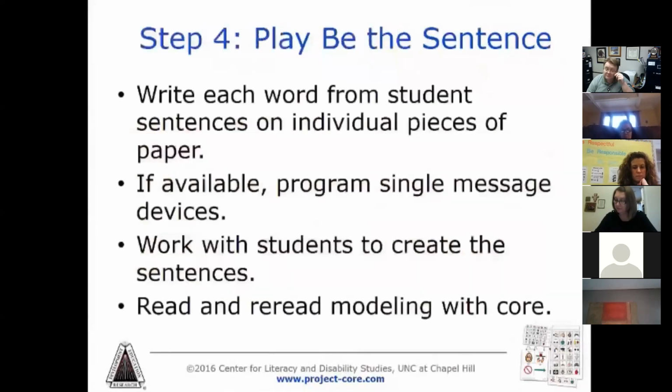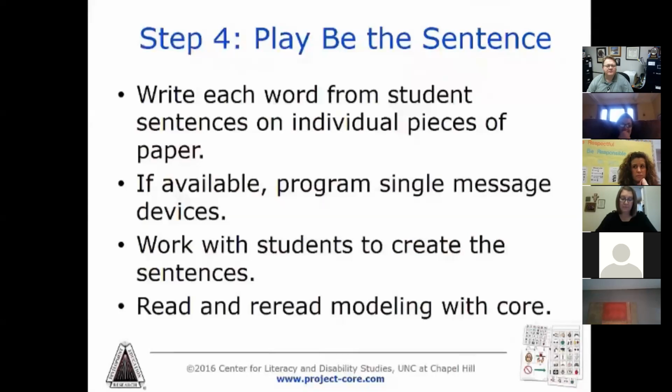The fourth step of predictable chart writing is to play a game called Be the Sentence. During this activity, the adult writes the words from each sentence on a full-size sheet of paper. It is only necessary to write the words from the sentence frame once. Each word is printed with a large, thick marker in a font that is large enough for students to see from the front of the class.